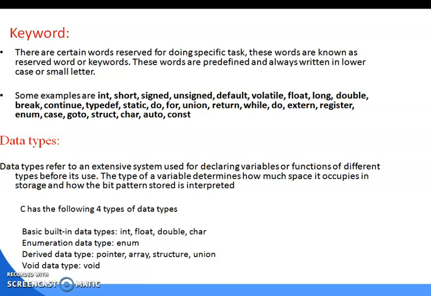Next are data types. What do we mean by data types? Data types refer to an extensive system used for declaring variables or functions of different types before their use. That means the types of data, or the storage representation in memory, are also known as data types. C has the following 4 types of data types. One is basic built-in data types like int, float, double, char. Enumeration data type, whose keyword is enum. Derived data types like pointer, array, structure, union. And the void data type, which is void. These are the data types generally used in the C language.